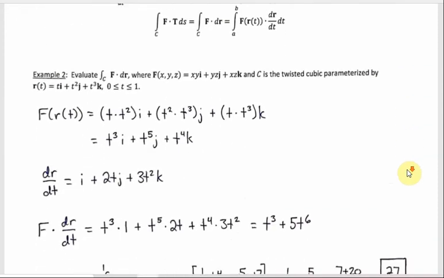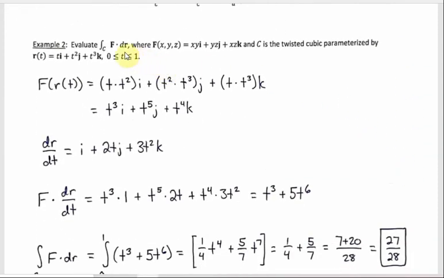So if we go down here a little bit, we're supposed to evaluate the integral of f dot dr, and that's what f is right there.